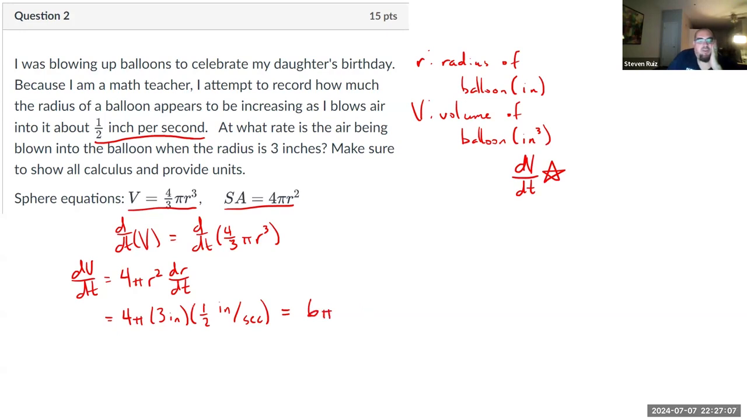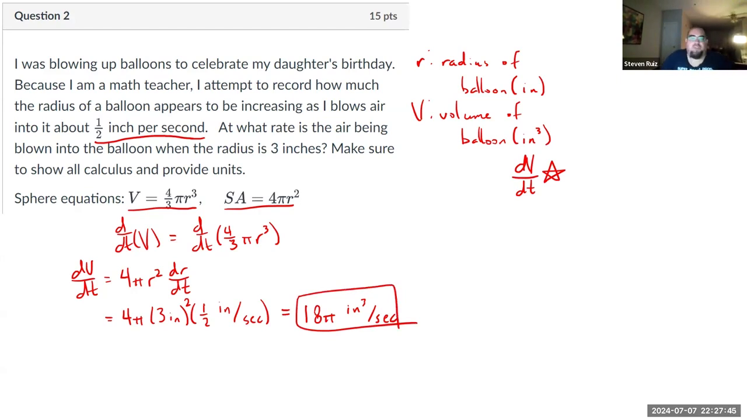Oh, this is not 3 inches squared. Oh, I made a terrible error, folks. This must be squared. The reason I caught that is because the units I was going to get were going to be inches squared per second, which does not make sense for a rate of change of volume over time. So let's recalculate this. It should be 3 squared, 9 times 4 is 36 times a half. So it should be 18 pi. And this time, do the units make sense? Inches cubed per second. That seems like a good unit for a rate of change of volume over time.